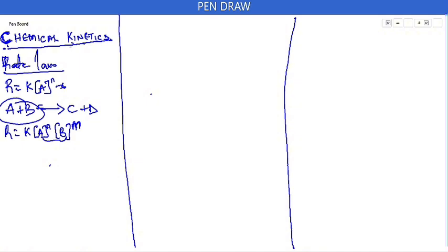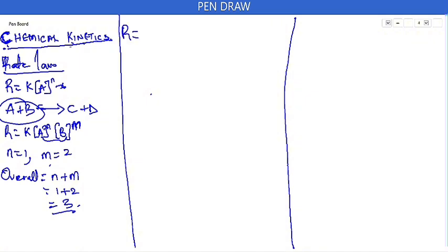Now let's work with these two. Let's imagine that we got our n equal to 1 and our m equal to 2. Our overall order of reaction will be n plus m, which is equal to 1 plus 2, and that gives us 3. So that's how to get the overall order. The addition of the order of each reactant gives us the overall order.